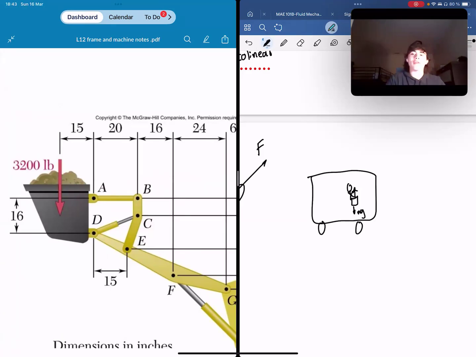For them to be two force members. Two force members meaning that they're either in tension or compression. But I guess I don't know how to identify them. I should know. I'll be back and give an explanation for this.